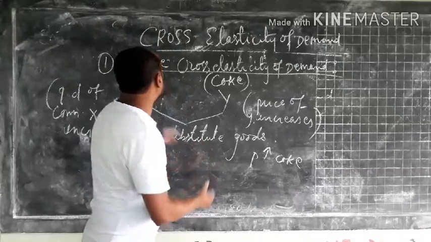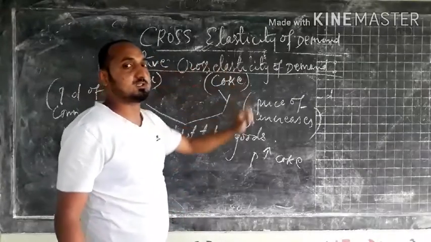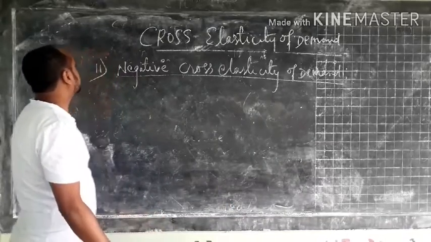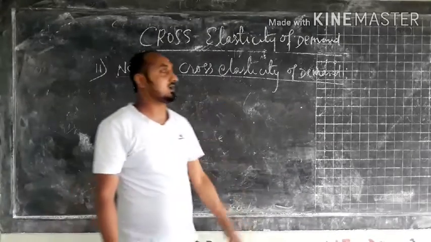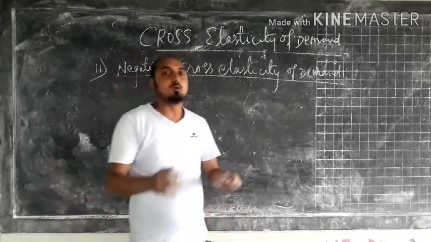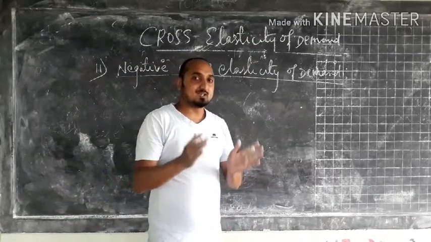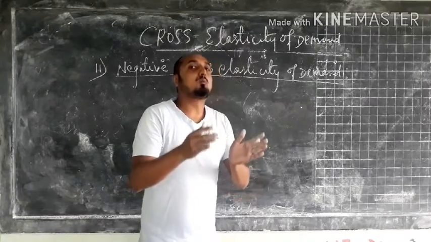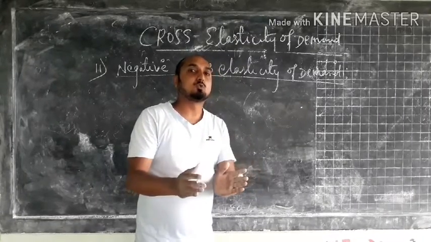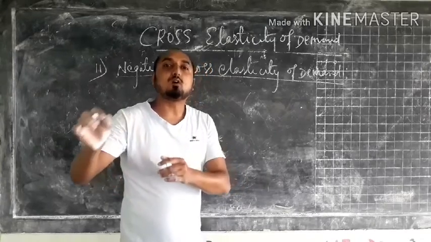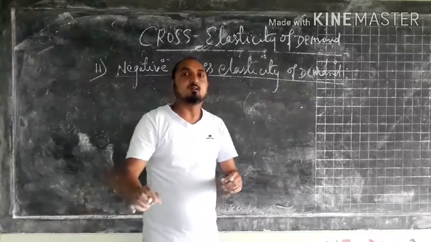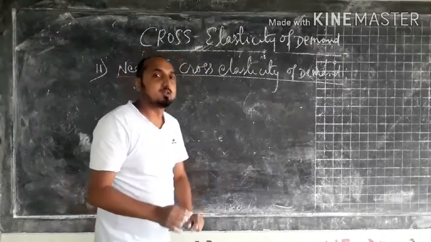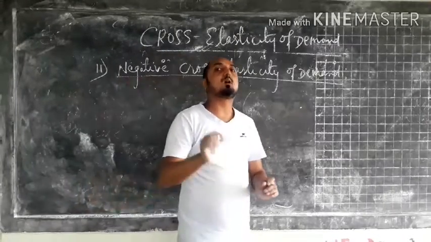So that concept is called what? Positive cross elasticity of demand. The second type of cross elasticity of demand is negative cross elasticity of demand. Cross elasticity of demand is said to be negative when an increase in the price of one commodity leads to a fall in demand for the other commodity. Then that concept is called negative cross elasticity of demand, and this happens in the case of complementary goods.